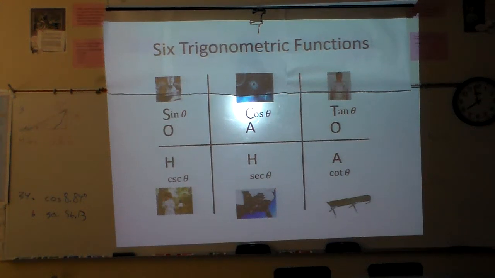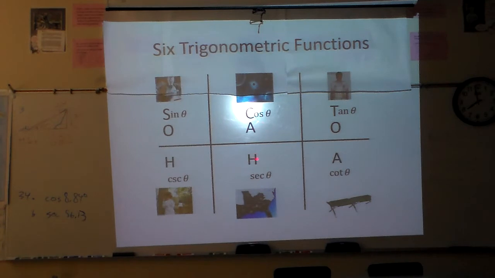Hello, this is kind of the review for the test coming up. One of the things that you do have to memorize are these 6 trig functions. As you can see right here, I have a little thing put up here. We have, for sine theta, opposite over hypotenuse, and cosecant is hypotenuse over opposite, it just goes the opposite way.